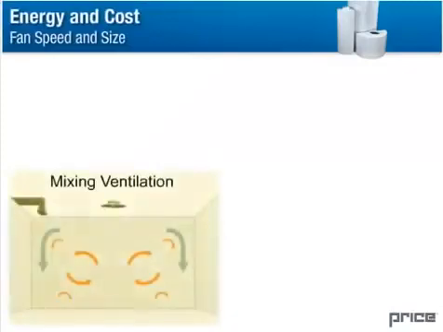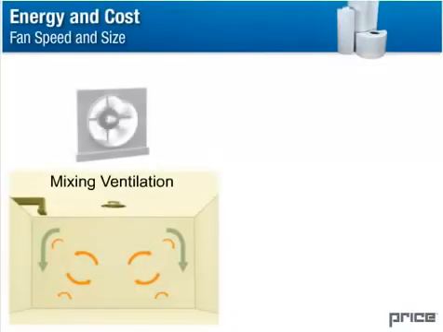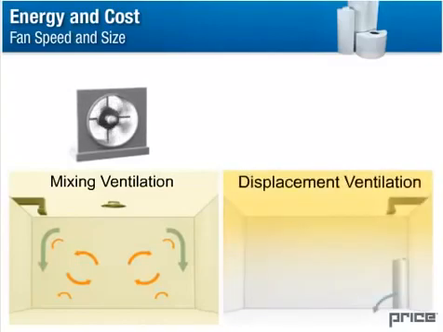In a mixing system, air is introduced into a space at cool temperatures and high velocities. The room air is then mixed equally throughout the entire space. For buildings with high ceilings such as factories or gymnasiums, the energy needed to adequately cool a space is extensive. On the other hand, displacement ventilation only delivers fresh air to the lower areas of the room where it's needed. As a result, there are smaller volume requirements placed on the system.